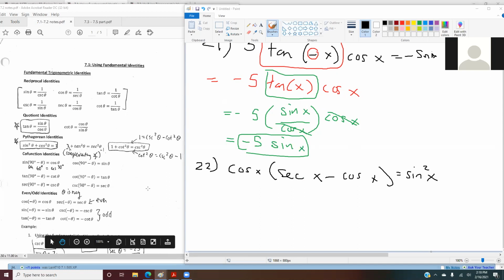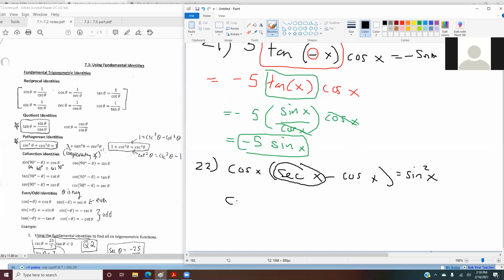Reciprocal identities, very good, yes. So you use a reciprocal, oh, thank you, I didn't read this. So we use the secant x, change it to become 1 over cosine x minus cosine x, okay? And what's next? Very good, that's correct. So change the secant x to become 1 over cosine. And then what do you do? Multiply, distribute in. So what happens when you multiply cosine x with 1 over cosine x? Get 1. The two cosines cancel, you get 1.